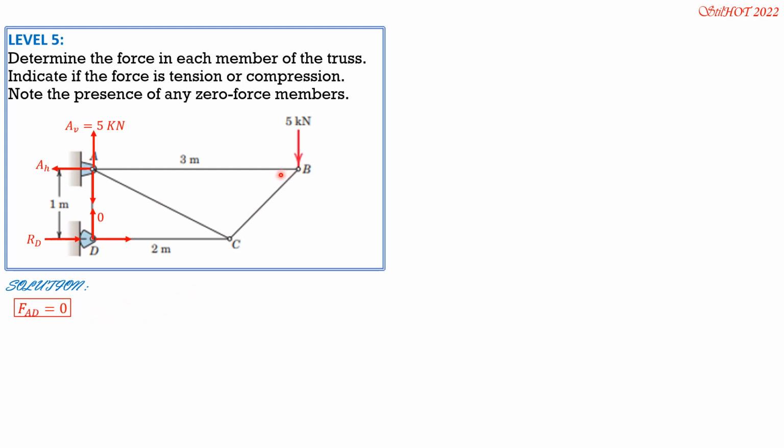So the angle here is arctan of 1 meter over 1, because 3 minus 2 is 1 also. So that's 45 degrees. While this angle is arctan of 1 over 2, so 26.565. So considering the whole system, summation moment A equals 0, to solve for RD. Counterclockwise positive, RD times 1 equals RD times 1 minus 5 times 3. So RD equals 15 kilonewtons rightward. Therefore, summation forces horizontal, EH is 15 kilonewtons leftward.